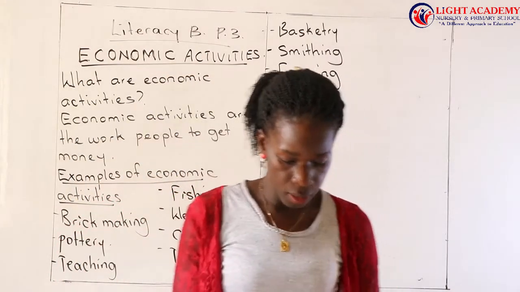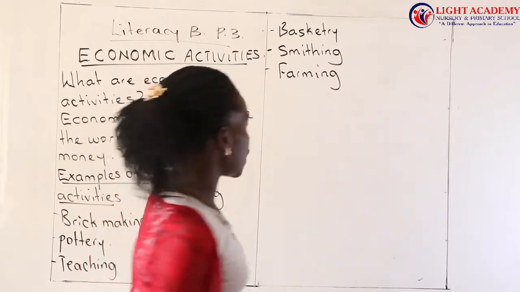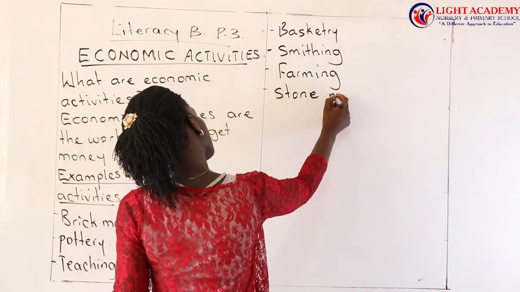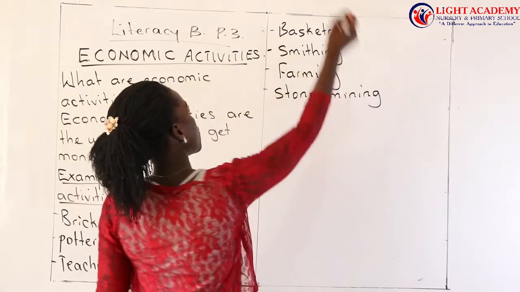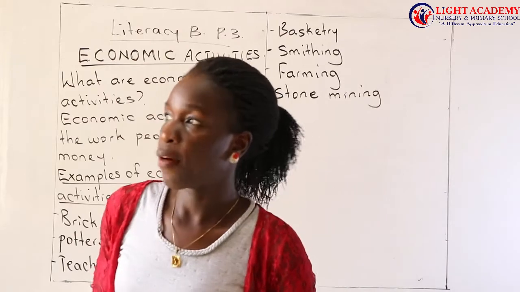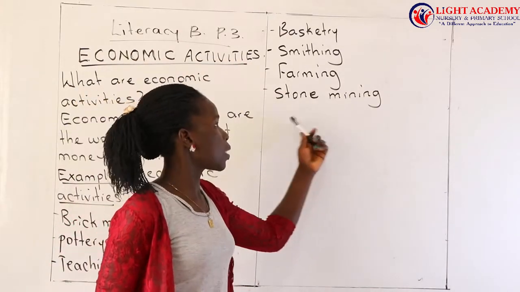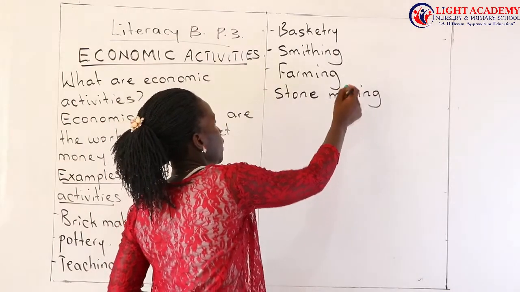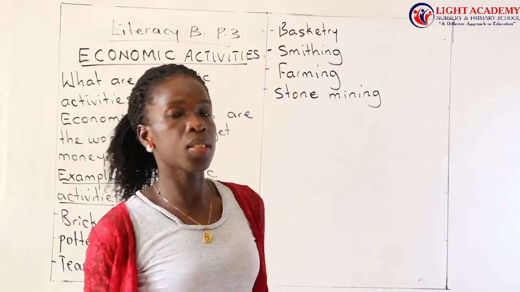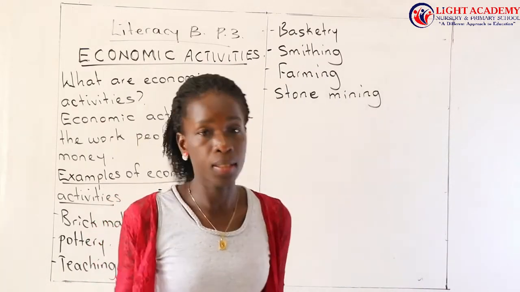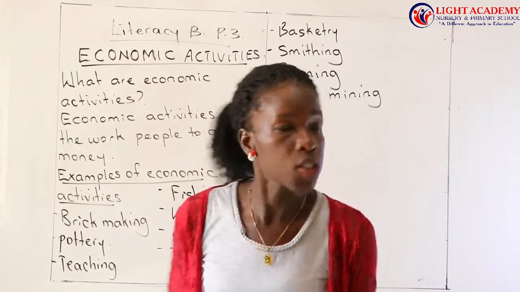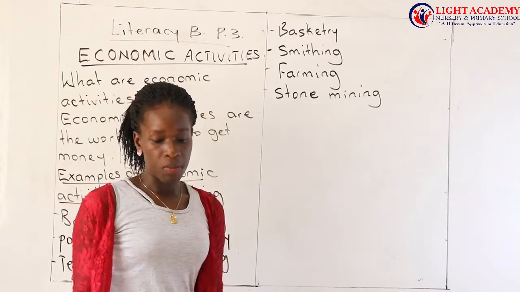And then we have another economic activity called stone mining, or mining. Those are people who go and dig out stones from the quarry. People dig out those stones because they want to make something out of them. They sell them to get money, for people who want to build houses, construct roads, and many others. So stone mining is also another economic activity.